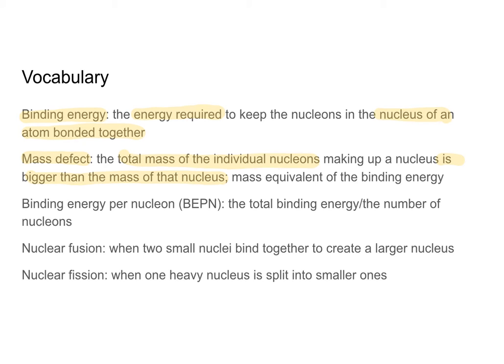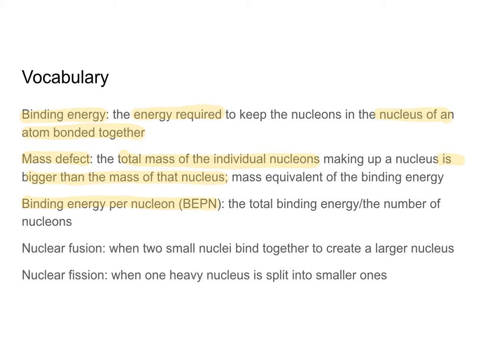So the next thing we want to talk about is the binding energy per nucleon. So the total binding energy of a smaller atom is going to be lower than the total binding energy of a larger nucleus. And we know this because it's easier to bring two positive charges together than it is to bring 200 positive charges together. So a more useful term than binding energy is binding energy per nucleon, which is the total binding energy divided by the number of nucleons, or the number of protons plus the number of neutrons.